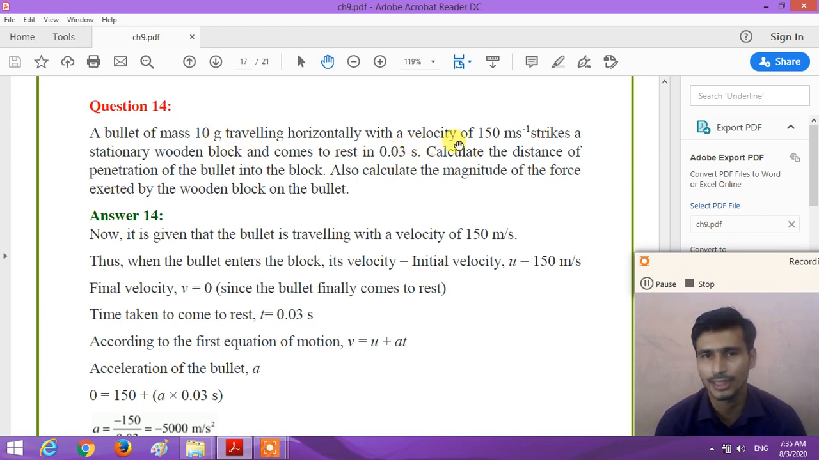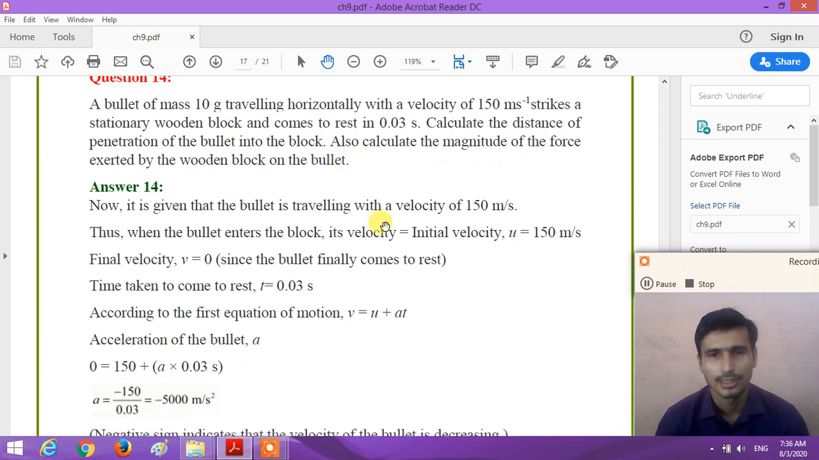Moving with a velocity of 150 meter per second, it strikes a stationary wooden block and comes to rest in 0.03 second. Calculate the distance of penetration of the bullet into the block. So in the block, how much distance is traveled by the bullet? Also calculate the magnitude of the force exerted by the wooden block on the bullet.